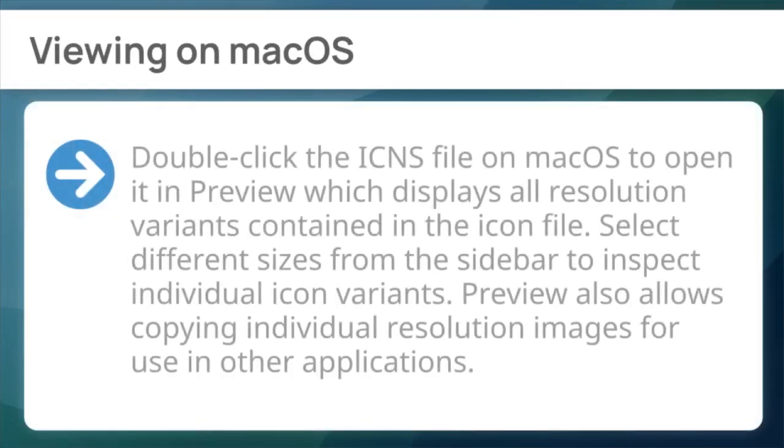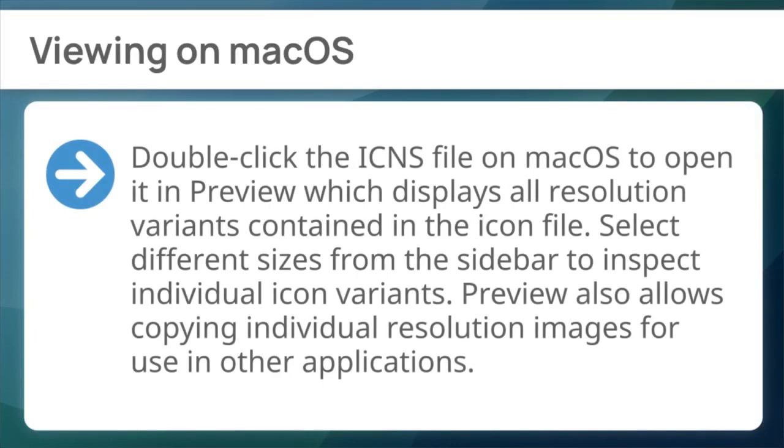First, viewing on macOS. Double-click the ICNS file on macOS to open it in Preview, which displays all resolution variants contained in the icon file. Select different sizes from the sidebar to inspect individual icon variants. Preview also allows copying individual resolution images for use in other applications.